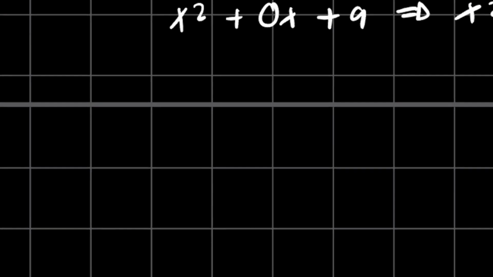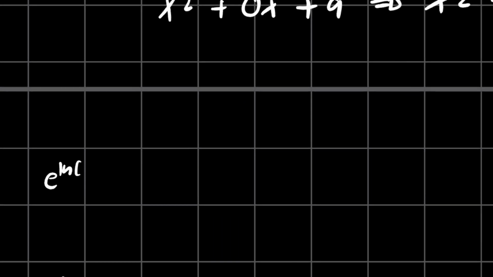If we have, say, e to the ln of 4, that is going to be equal to 4. And I'm going to actually show you that.